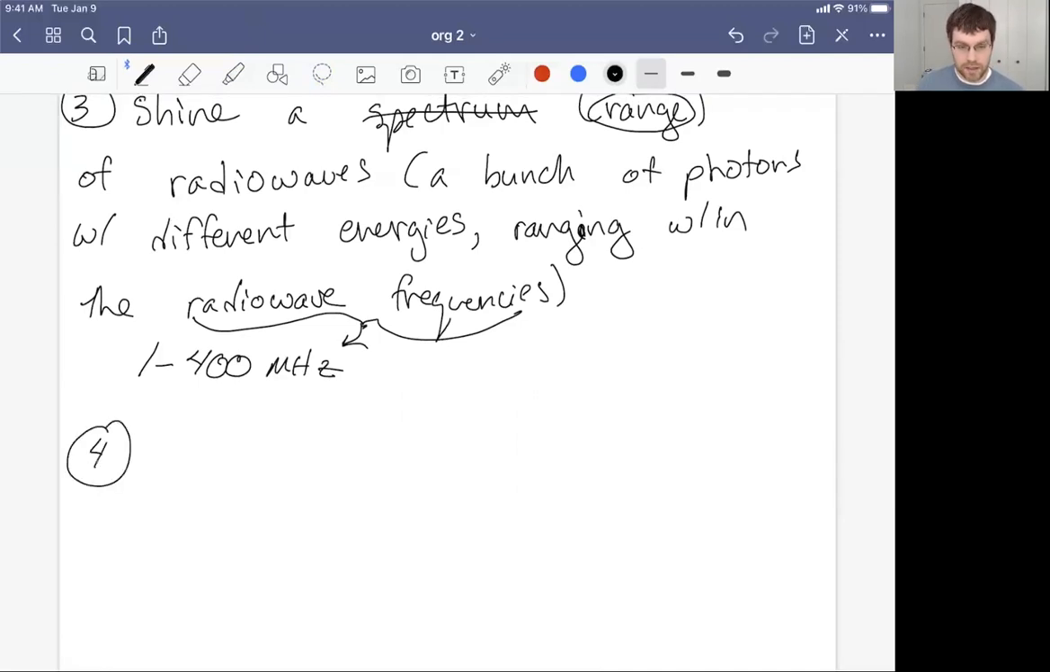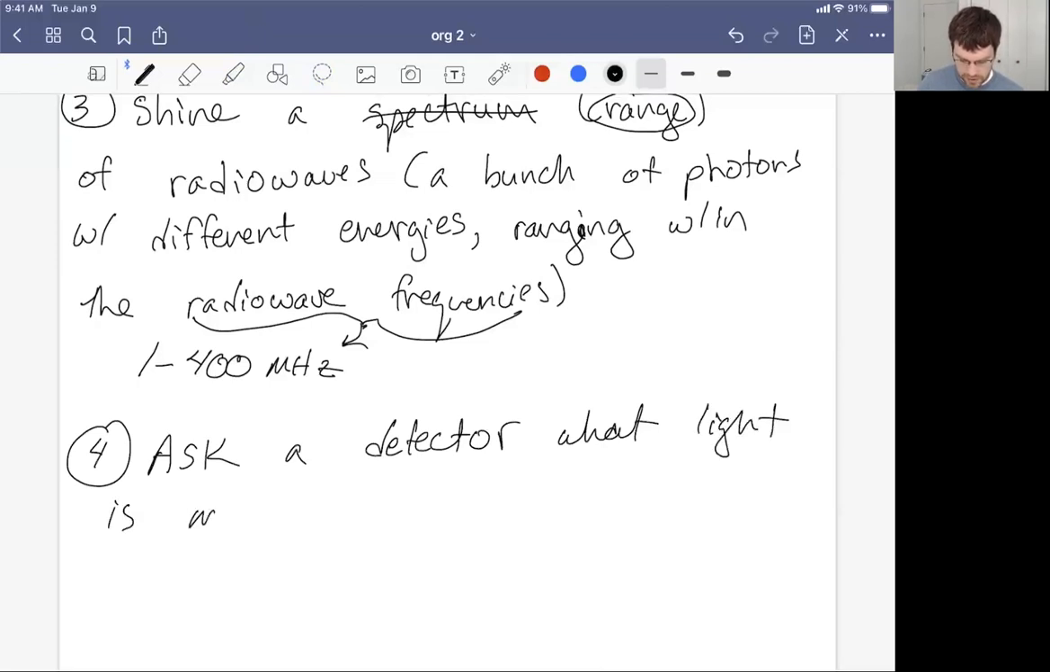Then, after we shine all of this on our tube that's inside of a magnet, we're going to ask a detector, which again, don't worry about that technology. Many types of technologies can detect what light is present or absent from a system. We're going to ask a detector what light is missing. It's not going to detect the missing light. Rather, it's going to detect all of the light that is not absorbed by the system, all of the light that's present, and feed that into a computer.